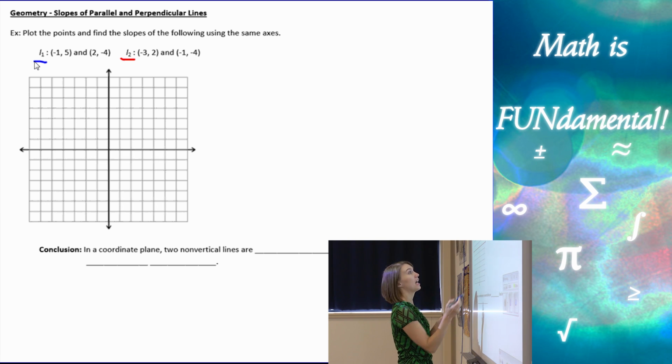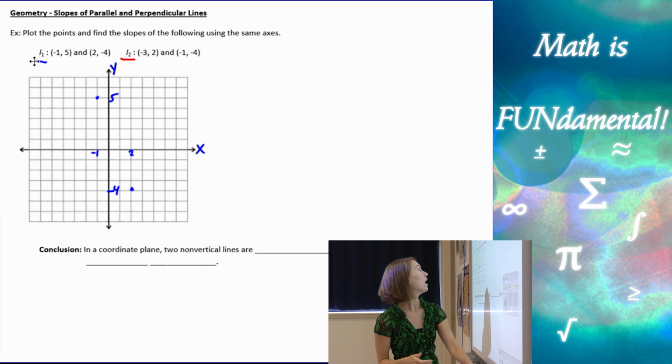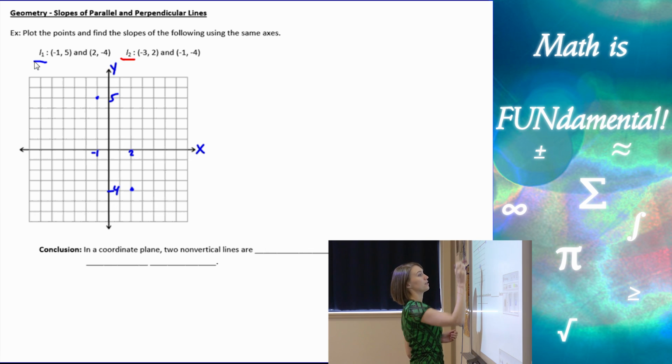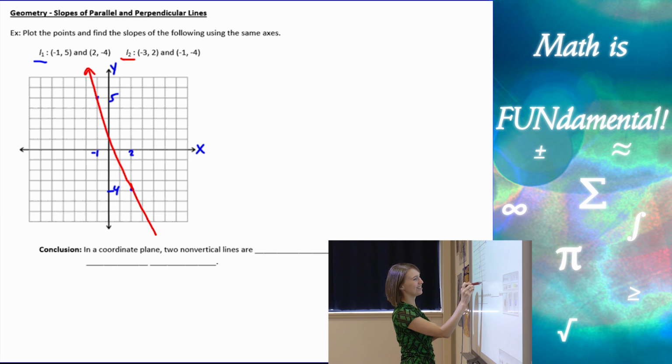For the first one, I have my axes. We want to label our axes x and y. I have -1 to 5, so -1, 1, 2, 3, 4, 5 is going to be there. And then 2, -4, 1, 2, 3, -4. I'm not writing all of the numbers on my axes, only the ones that I use, to save some time. Here is going to be L1.